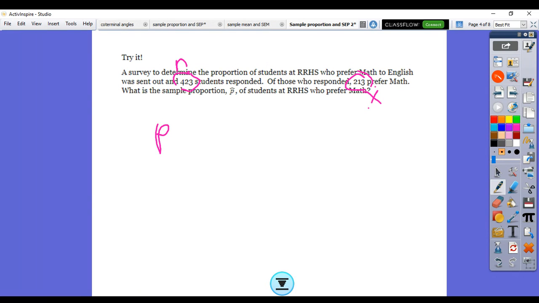So your p hat is just 213 divided by 423. And when you put that in your calculator, that rounds to about 0.5.